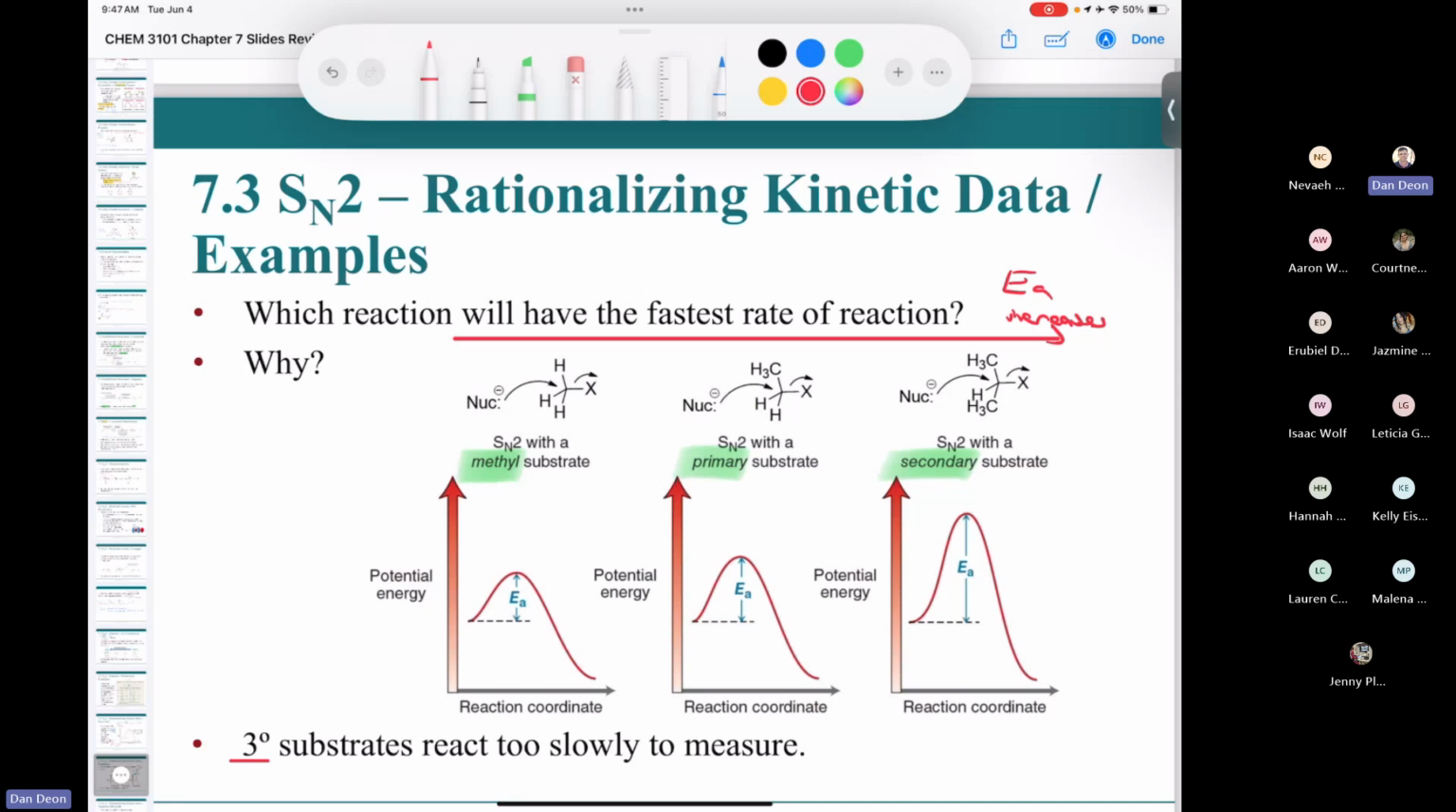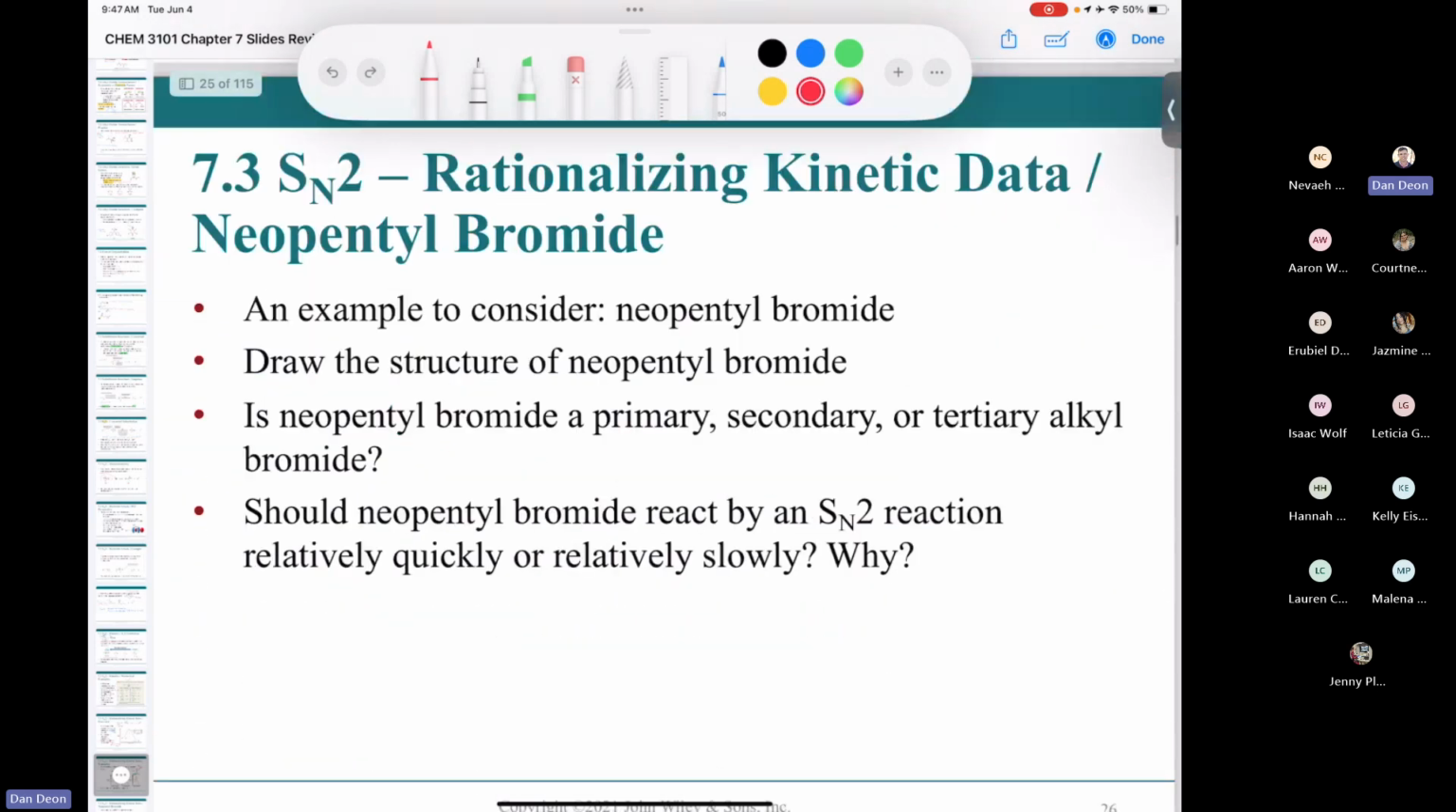So what's our take-home message? If you put a methyl or a primary alkyl halide in the presence of a good nucleophile, you're going to get an SN2 reaction. If you do it with a secondary, it's going to work, but the activation energy is going to be really high. So it's going to be very, very slow.